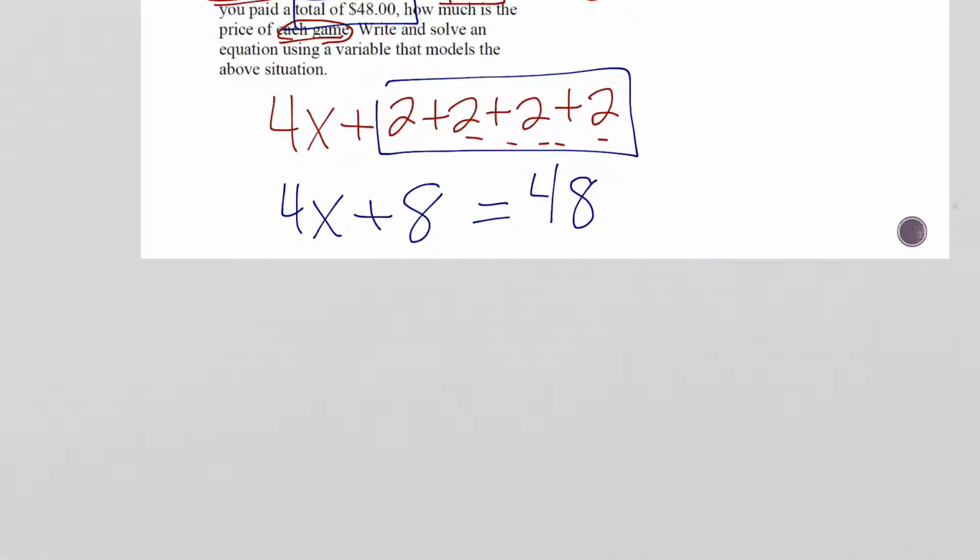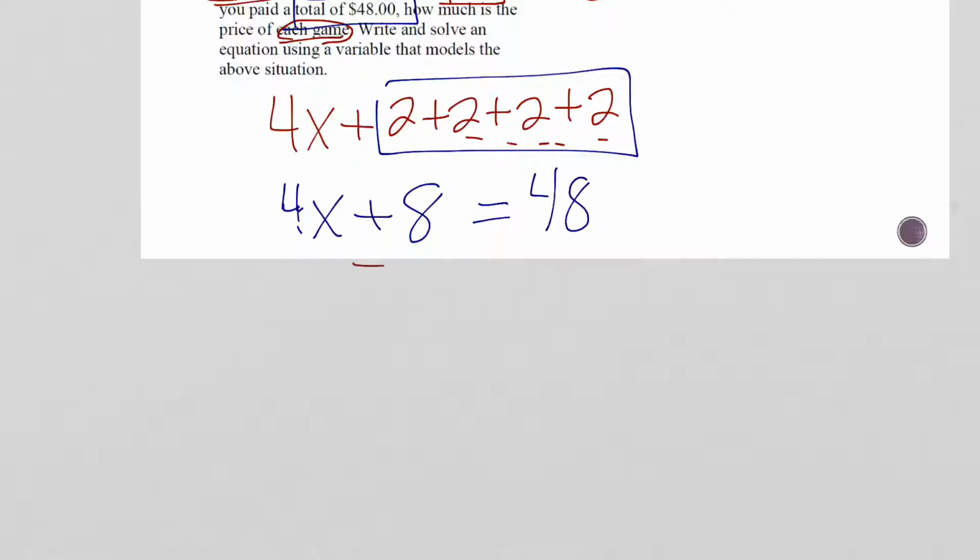So 4 games plus $8 in shoes, because there's 4 of you, so $2 for him, $2 for him, $2 for him, $2 for him, that's $8 total, equals the total cost, which is $48.